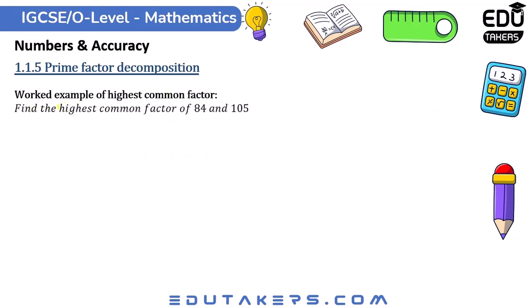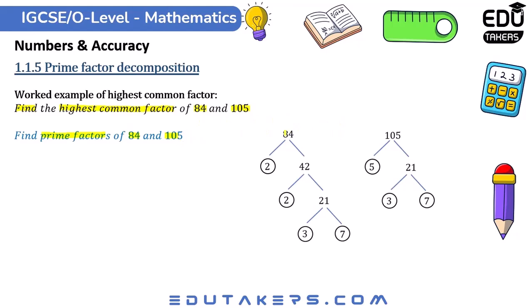A worked example of highest common factor: find the highest common factor of 84 and 105. So find prime factors of 84 and 105 by using the tree method. 84, we divide 84 in two parts, 2 and 42. 2 is a prime number, so we make a circle around it. Then we divide 42 in two parts, 2 and 21. 2 is a prime number, so we make a circle around it. Then 21 is divided in two parts as 3 times 7. Now all these numbers are prime numbers.